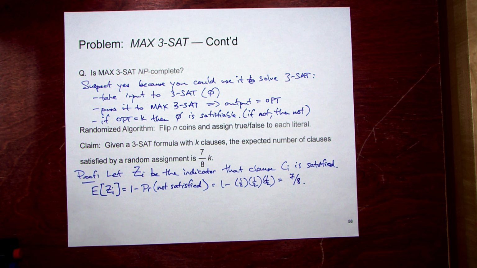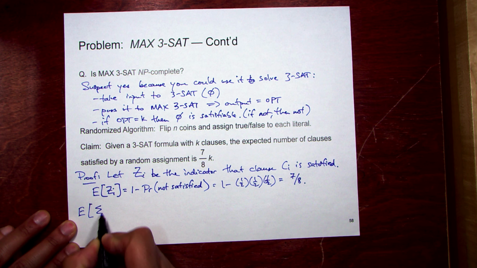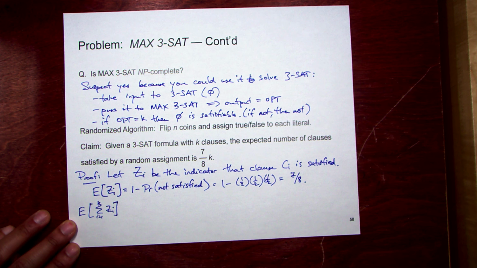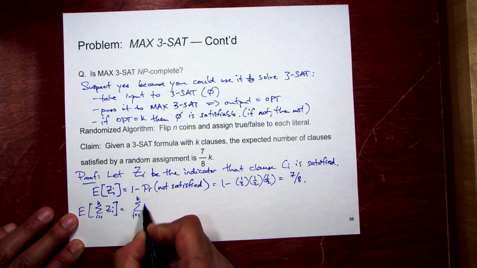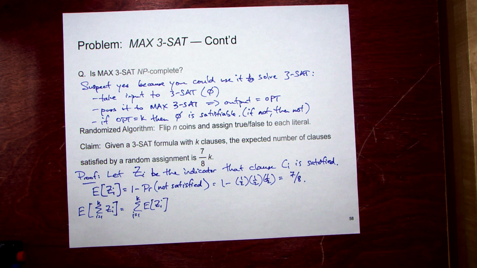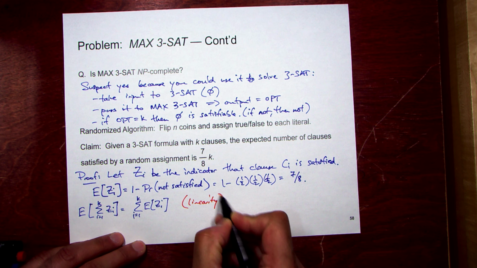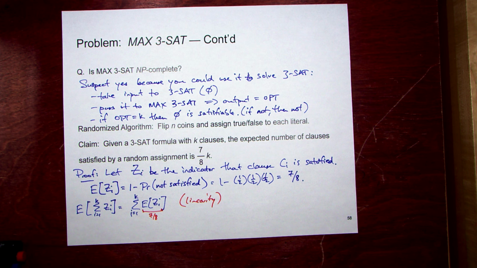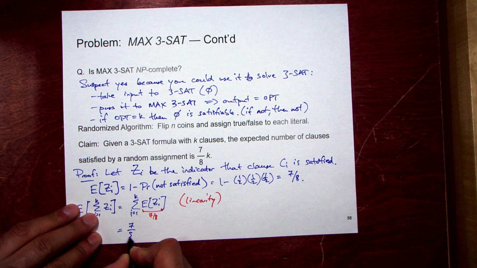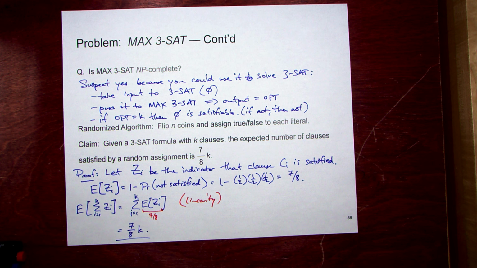So if Z is the total number of clauses that are satisfied, then the expectation of Z will look like this, but we can use linearity to move the expectation inwards like that. And the expectation of each of these is 7/8, so adding a constant to itself k times gives us 7/8 k. And so toss a bunch of coins and you'll get, on average, 7/8 of the clauses satisfied.